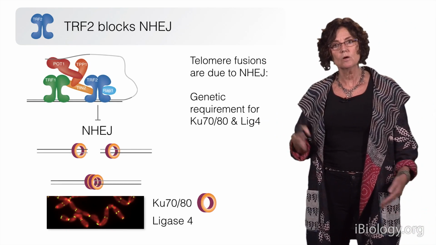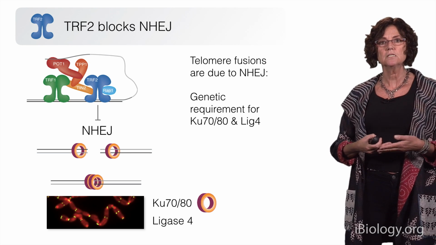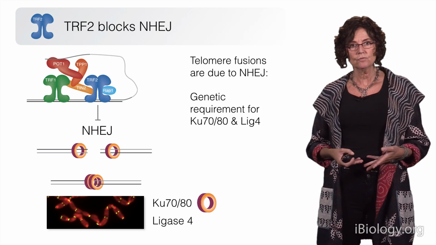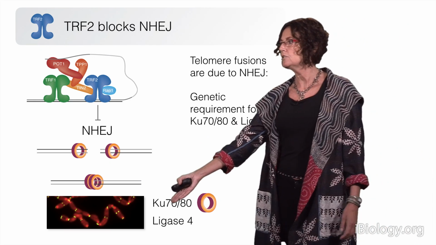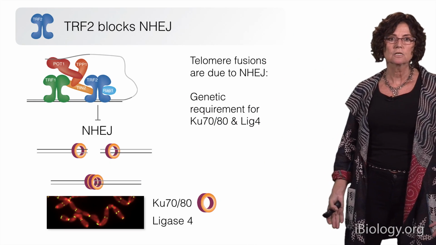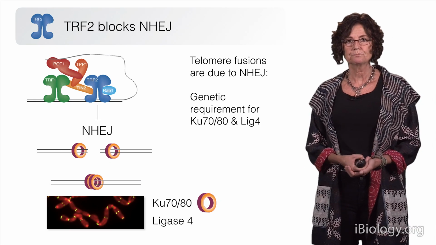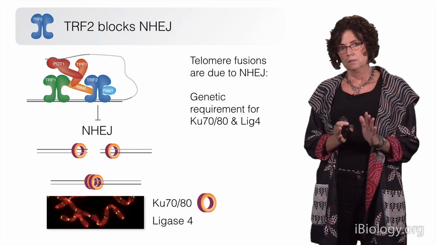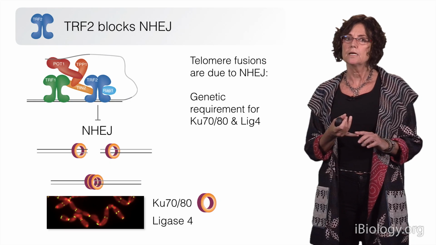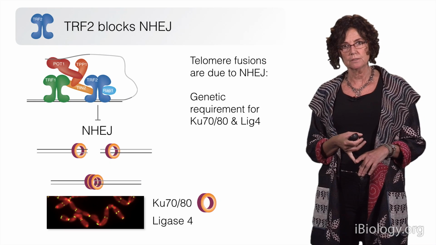How do we know this? Well, we suspected it was non-homologous end joining. So what we did is we looked at the genetic requirement for Ku70/80 and ligase 4 in the formation of these fused telomeres. So we deleted TRF2 from cells that either lacked Ku70/80 or lacked ligase 4, and then the fusions didn't occur. So we know TRF2 itself, not TRF1, TIN2, TPP1, POT1, and also not RAP1, is dedicated to the repression of non-homologous end joining.